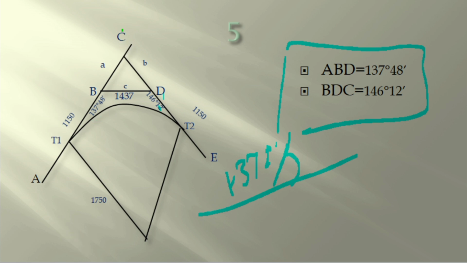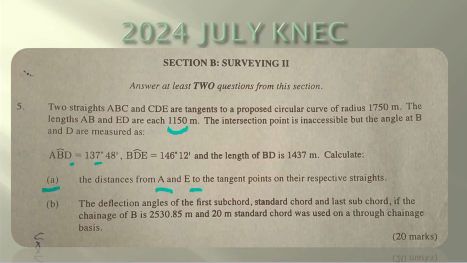By doing that, we move on to the next question, that was B: the deflection angle for the first subchord, standard chord, and the last chord, if the chainage at B. Here we had been given the chainage at B, not the chainage at the intersection, but the chainage at point B. Then the standard chord is 20 meters. So the chainage at B is 2530.85 meters.